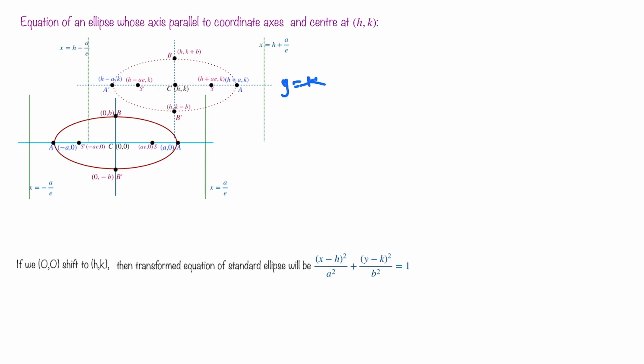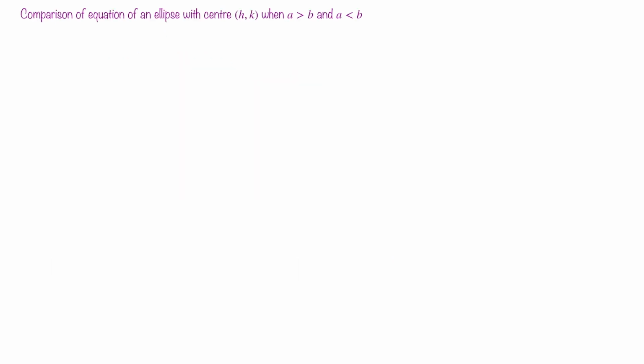We just looked at the transformed equation of the standard fatty ellipse when the center (0, 0) is shifted to the location (h, k). Similarly, you can also look at the transformed equation of the standard skinny ellipse when the center (0, 0) is shifted to the location (h, k). In the next slide, I will compare these two things. Now let us compare the equation of an ellipse with center (h, k) and axis parallel to the coordinate axis when a greater than b and a less than b.